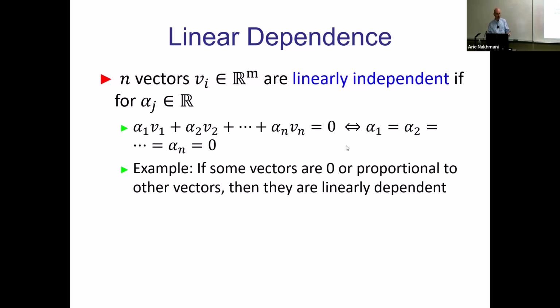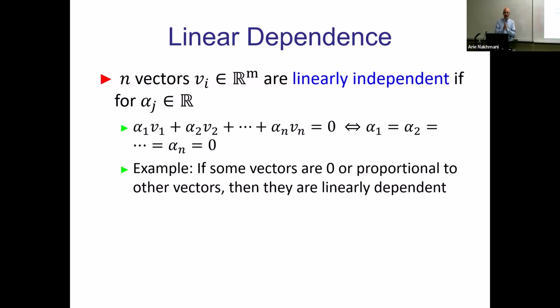And the trivial solution always works, right? So if you put alpha 1 equals alpha 2 equals alpha n, all of them zeros, obviously this is a vector of zeros. So 0 times anything is 0. Is it clear why the trivial solution is always correct? But we don't care about the trivial solution.